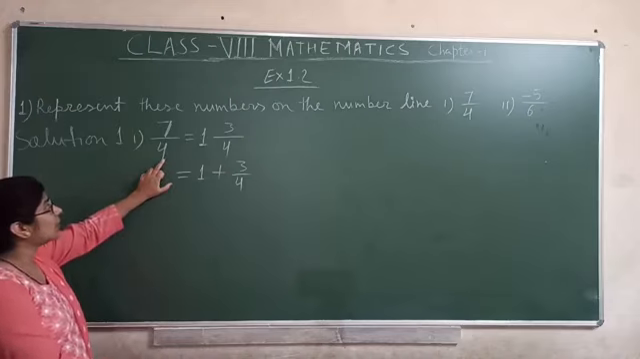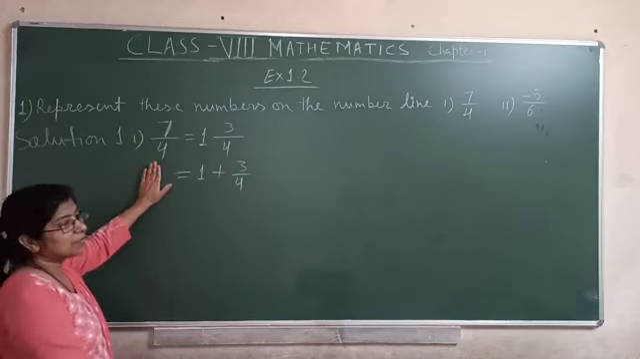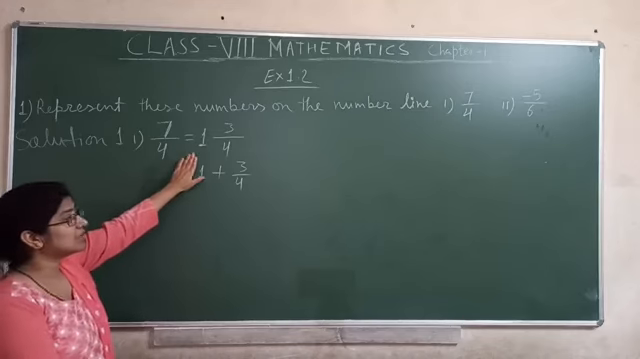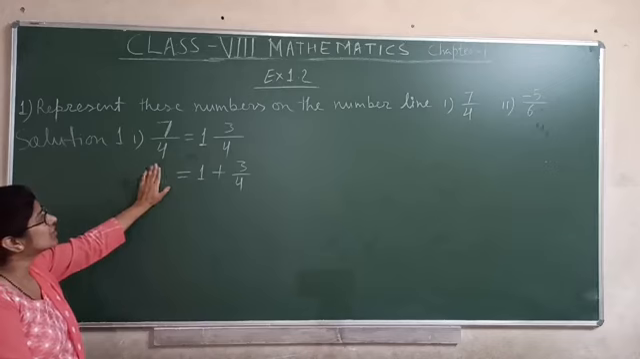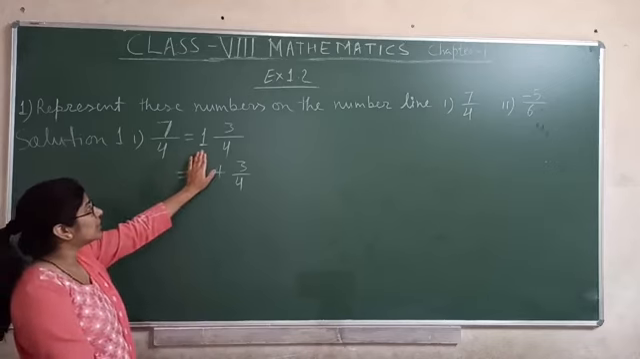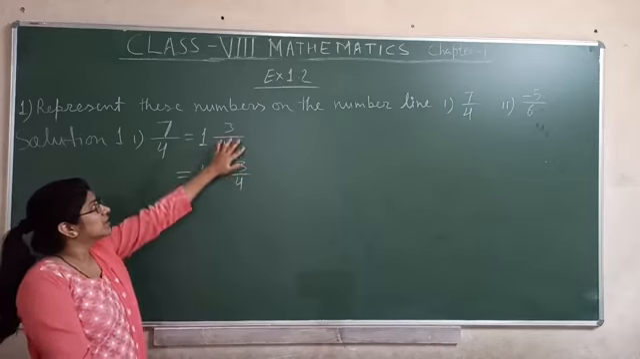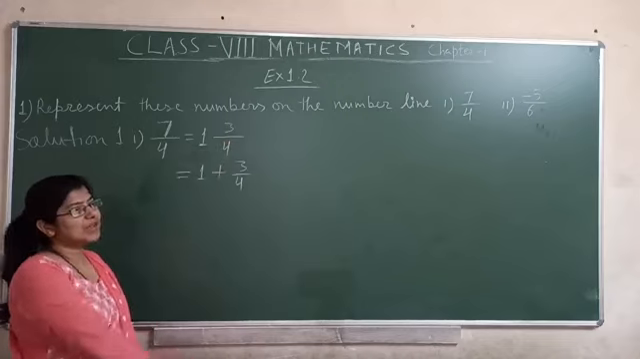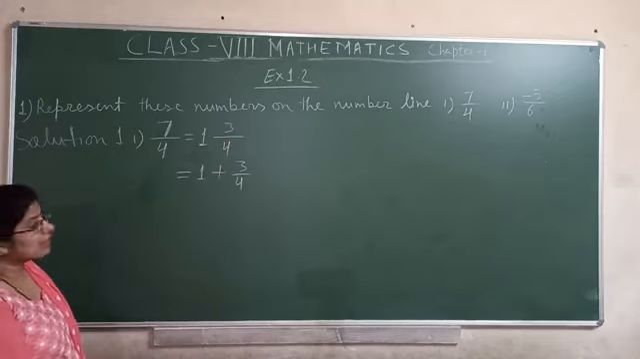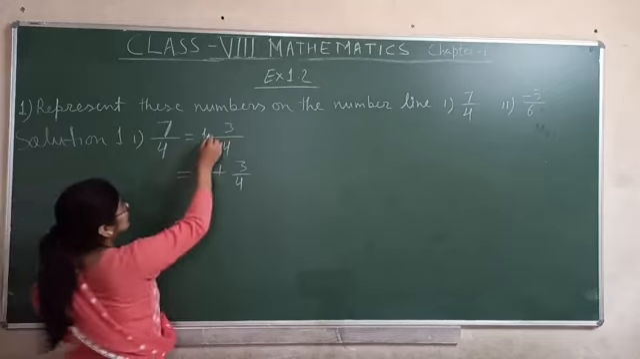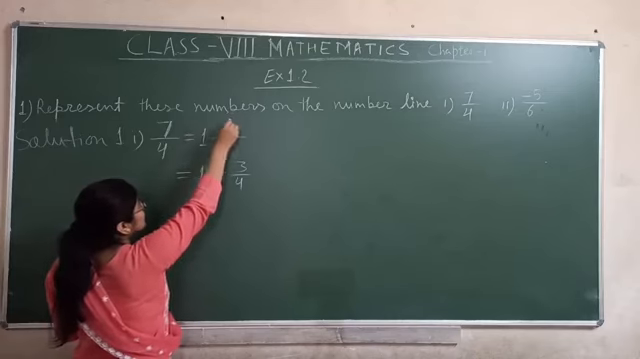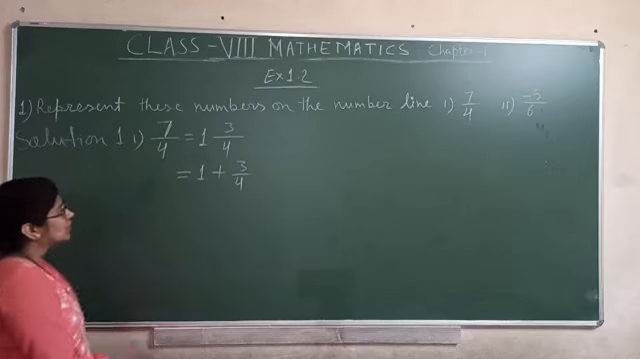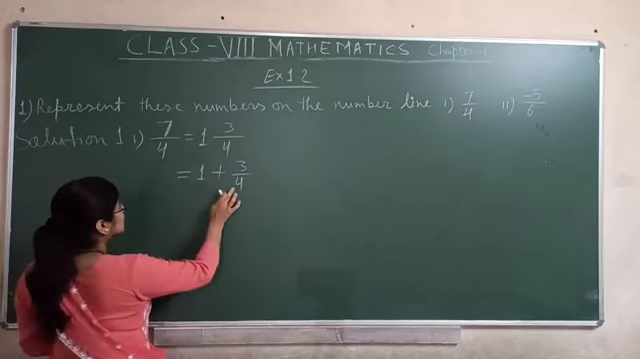Whenever you have improper fraction, method will be like that. First you have to do divide. You will get whole number and this one called in term of fraction, this one called mixed fraction. So this is whole part of this one and this is fractional part of this, 3 by 4. You can write this one like that.